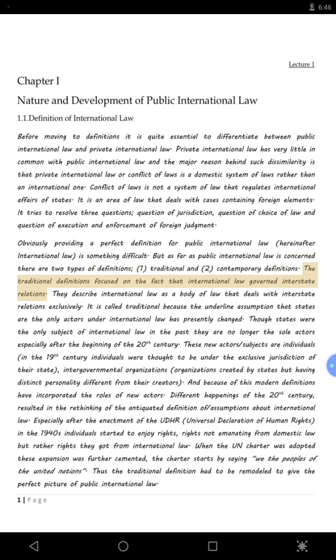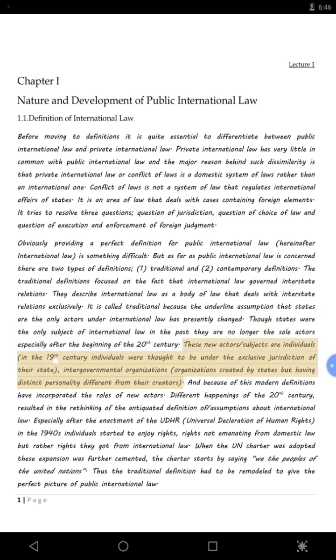The traditional definitions focused on the fact that international law governed interstate relations. They describe international law as a body of law that deals with interstate relations exclusively. It is called traditional because the underlying assumption that states are the only actors under international law has presently changed. Though states were the only subject of international law in the past, they are no longer the sole actors, especially after the beginning of the 20th century.